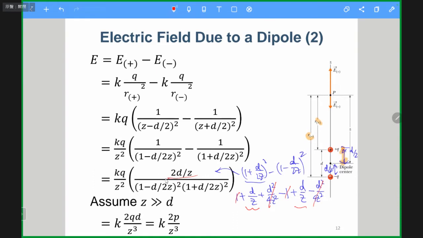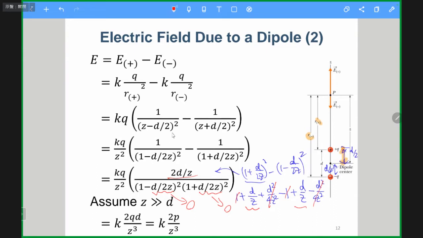Okay, so now we try to apply the condition that Z is much larger than D, so that this term and this term will tend to 0. So we try to simplify this expression, and then we substitute this condition into this expression rather than substituting it here. If we substitute it here, then it turns out to be a 0. Then it doesn't make any sense.